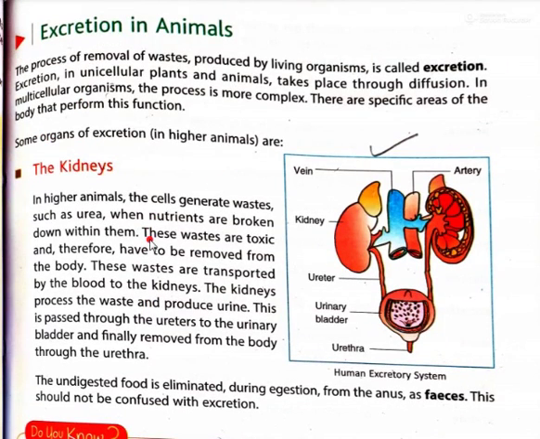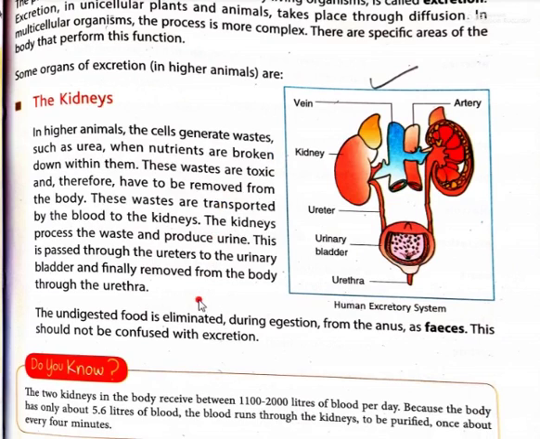You can use it. The cells generate waste such as urea. So urea is a kind of waste which is generated by cells. But in the digestion process, the waste that remains, meaning undigested food, is different. So removal of toxic substances like urea is excretion, but removal of the undigested food is known as egestion. So these two are different processes.